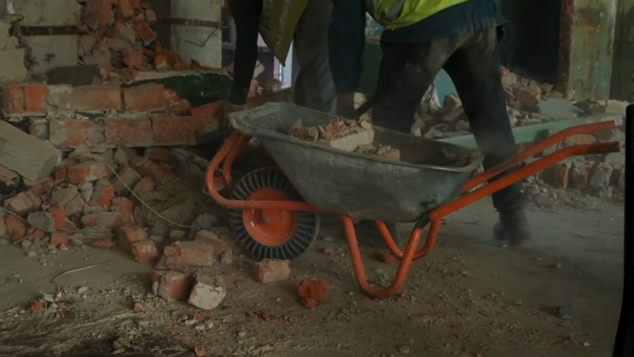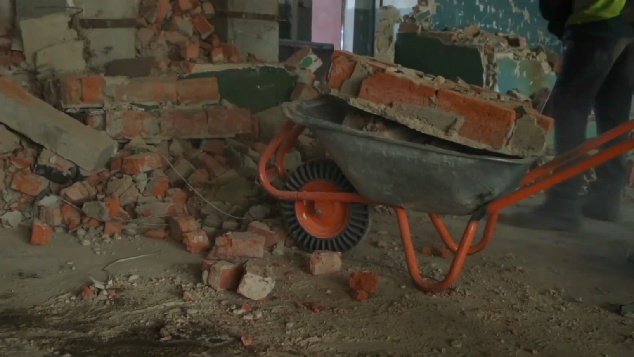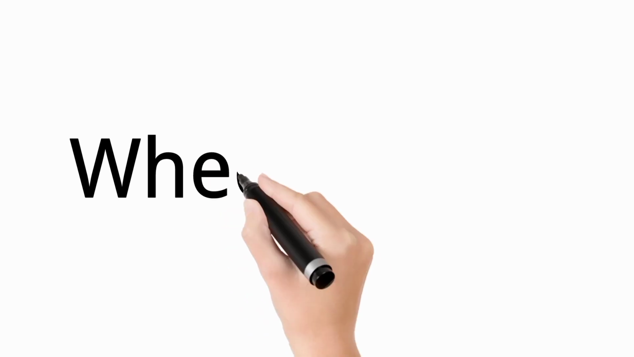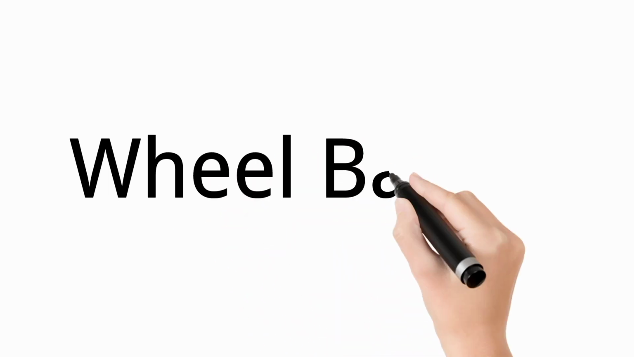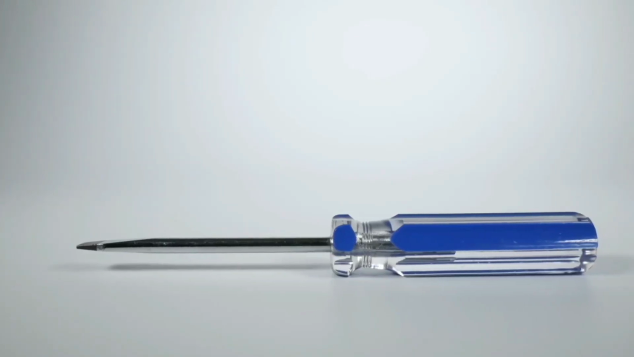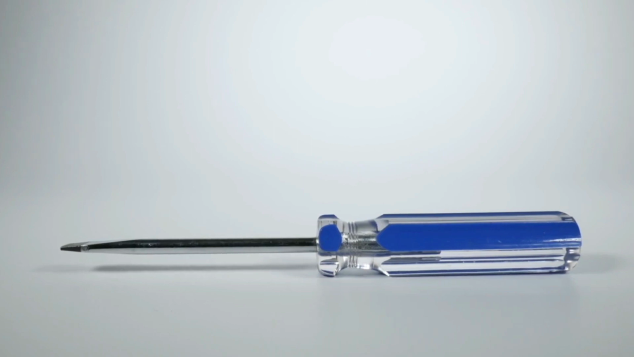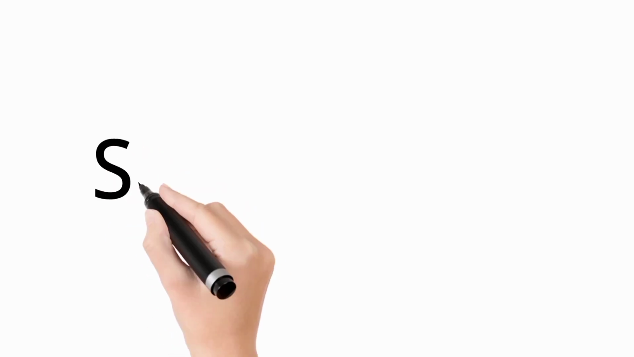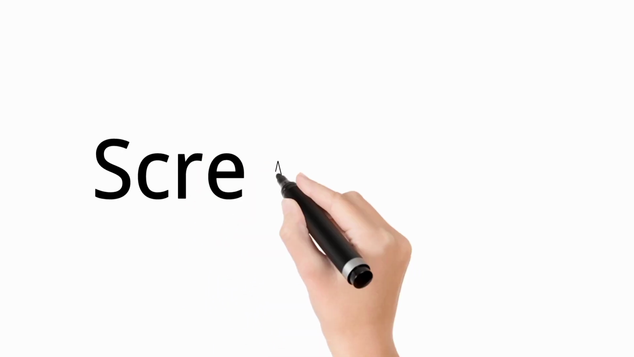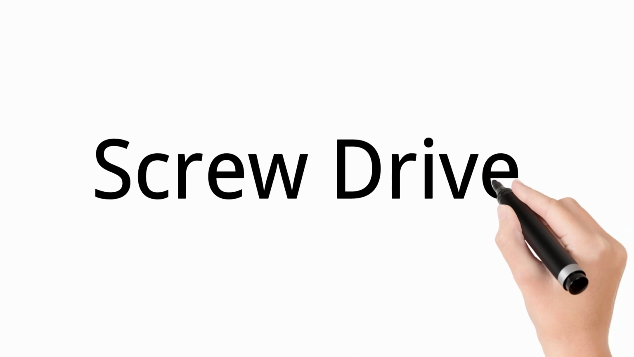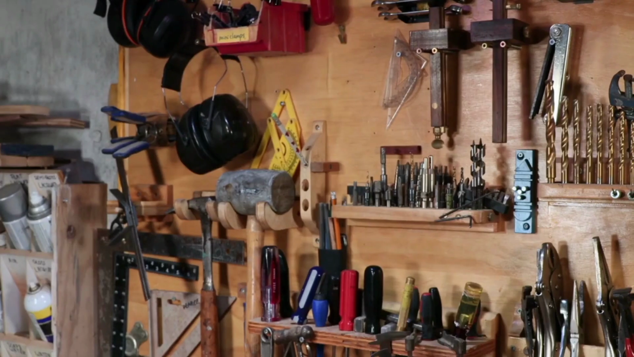This is called wheel barrow. W H double E L B A double R O W. This tool is called screwdriver. And now we will learn spelling of screwdriver. S C R E W D R I V E R.